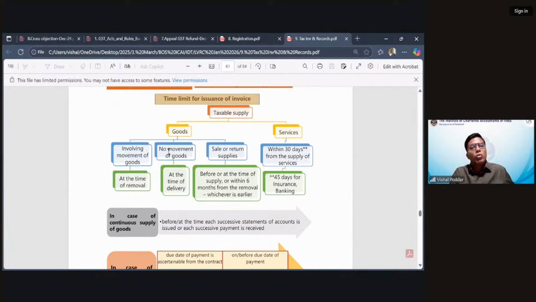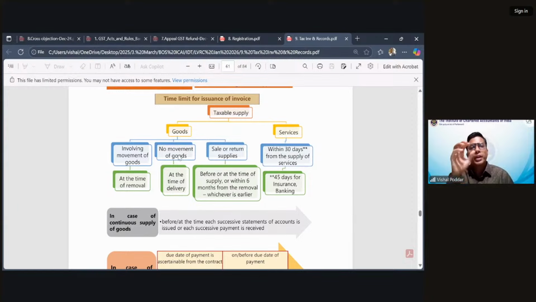Second, where goods are given on an as-is-where-is basis, that is, where no movement is involved. In such a case, whenever the goods are handed over, or the delivery or the possession of the goods is handed over, at that time immediately you have to give the invoice.